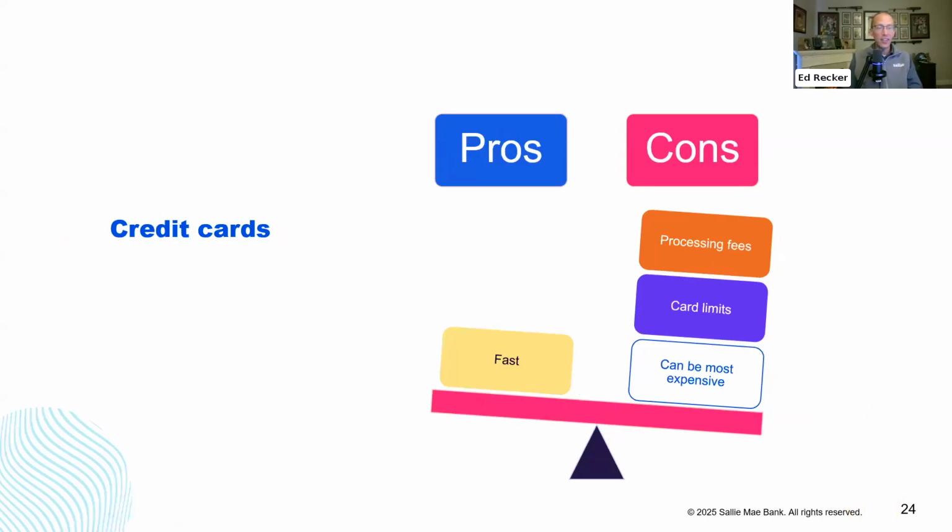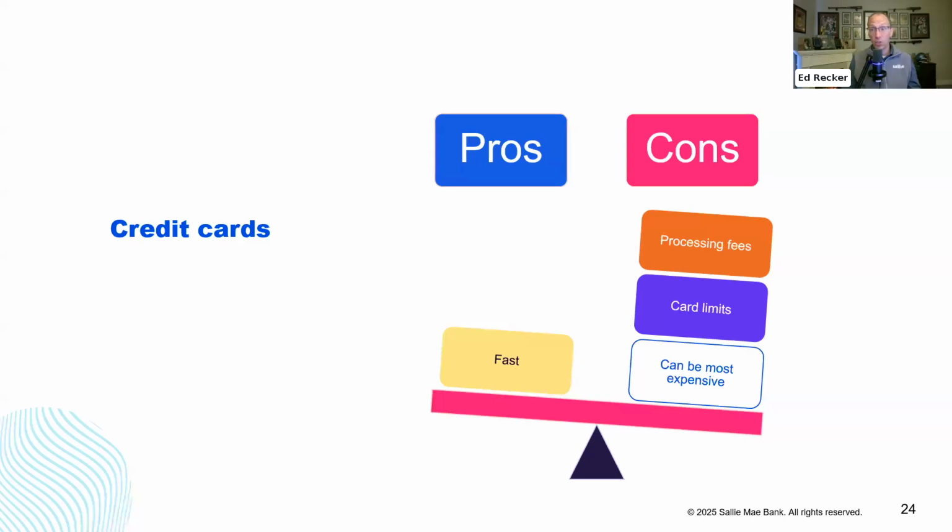And this one, the biggest pro is that it's super easy and it's super fast. A lot of times you can just do it online with the college or university. However, you are going to run into things like processing fees. Colleges and universities will likely assess you a processing fee to really try to offset that vendor fee that they have to pay. You're going to potentially run into card limits.